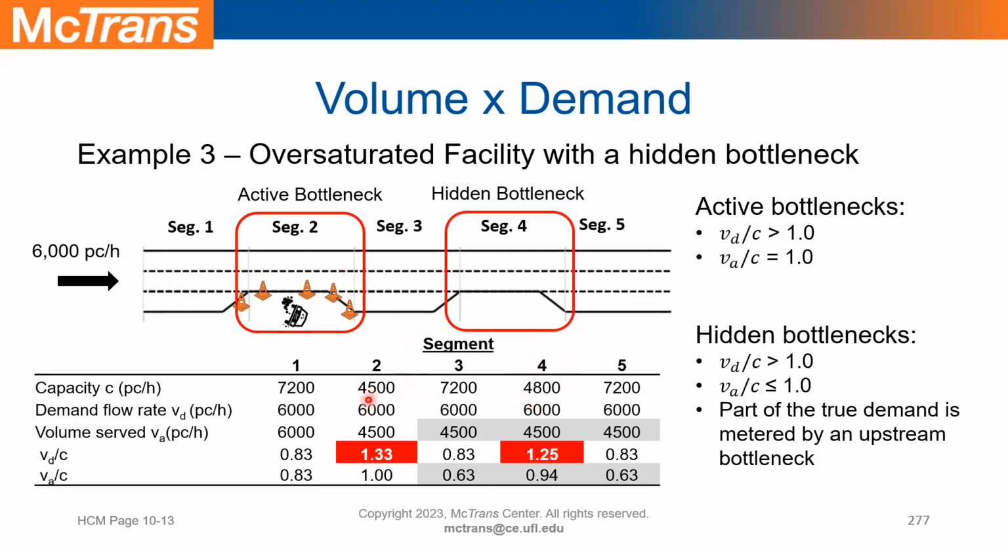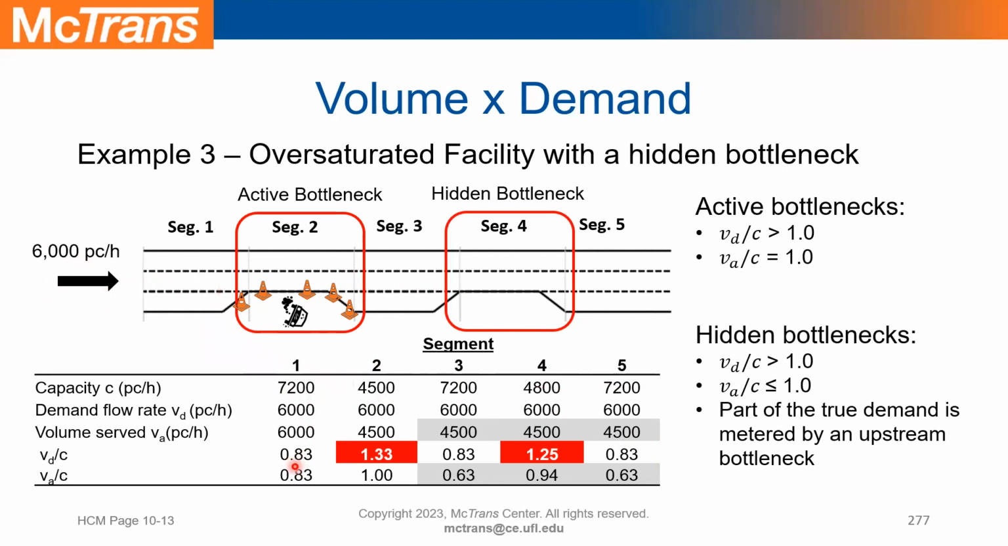But for segment number 2, it is 4,500. So slightly less than what we have for segment number 4. So that's our capacities. Let's say that's given. And now we have the 6,000 passenger car per hour flow coming in.